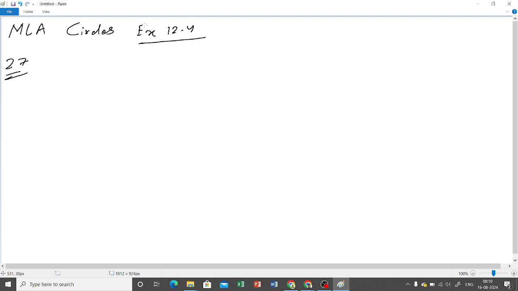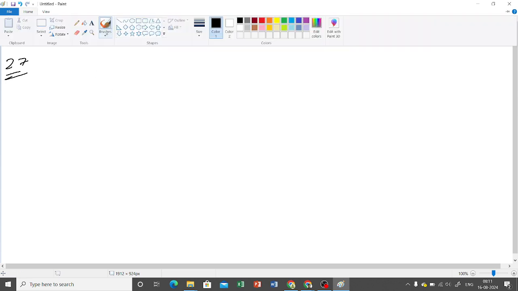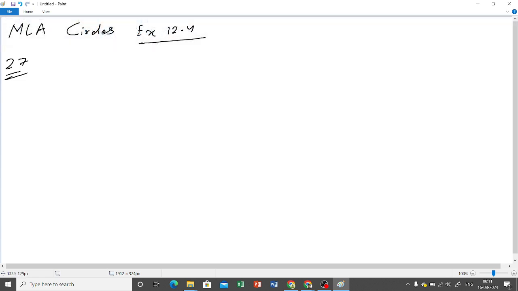Okay. Find the equations of the circles which have radius root 13 and touch the line 2x minus 3y plus 1 equals to 0 at 1 comma 1. Okay, fine. So this is the circle. Okay.